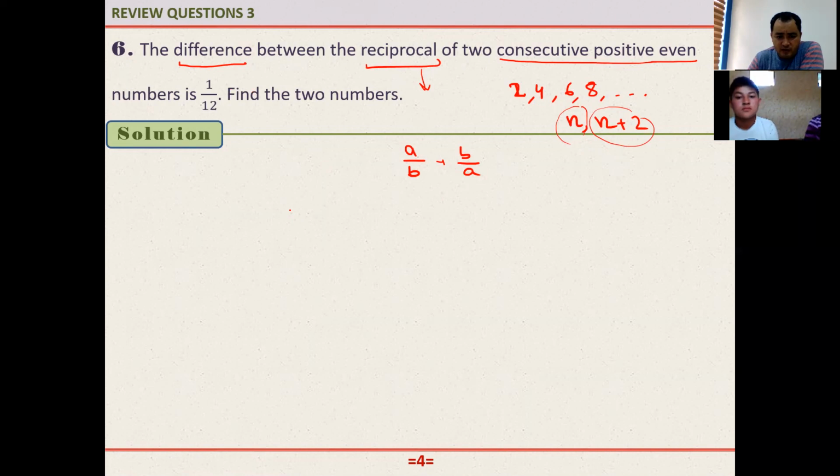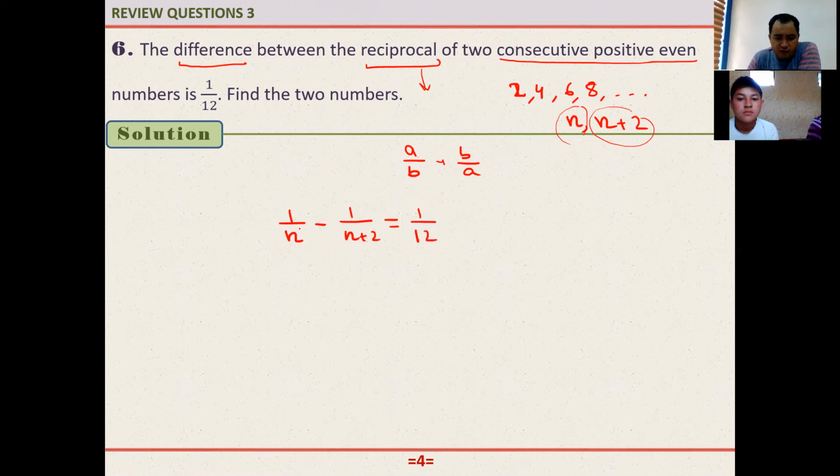So let me just write the reciprocals first. The first one is 1 over n minus 1 over n plus 2. Also, you need to write this correctly because we know that n is smaller than n plus 2, right? That's why 1 over n is greater than 1 over n plus 2, so that your difference will be positive, 1 over 12.